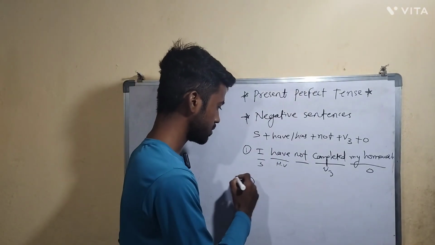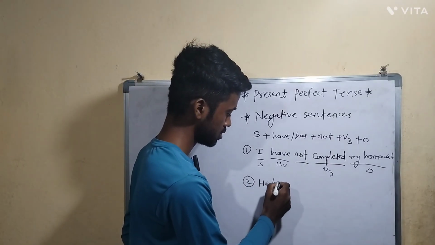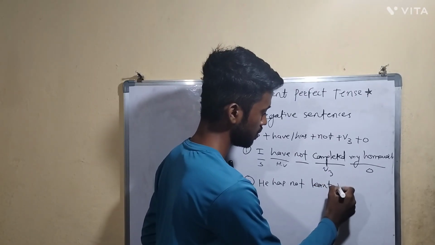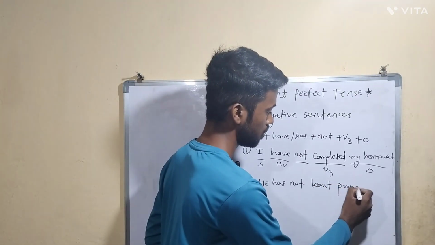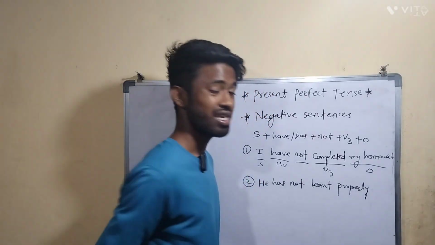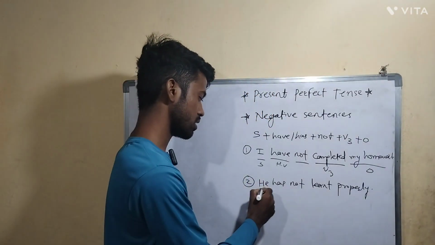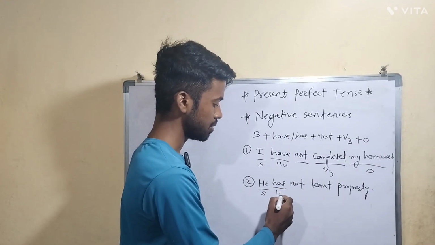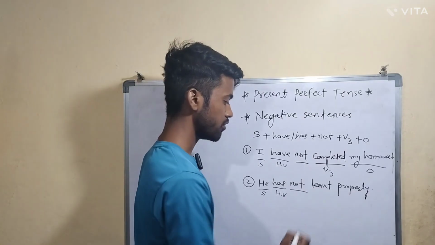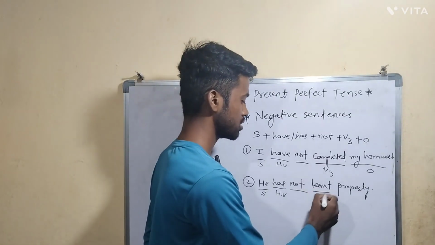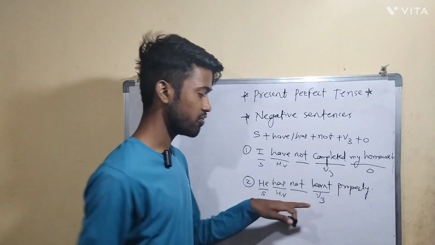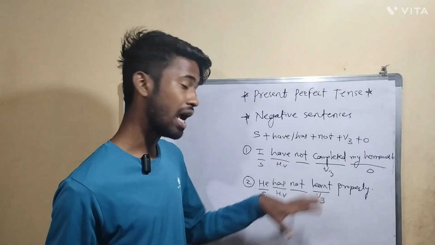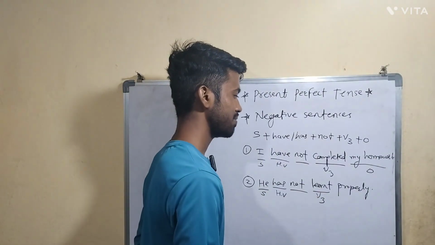Let's take another example. He has not learned properly. What is the subject here? He. He is a singular subject, right? That is the reason I have taken has as the helping verb. Not is for the negative sentence. And learned is the third form of verb. What is the first form of learn? That is learn. Here it is learned, only t we have added for the third form. And the remaining part is the object.